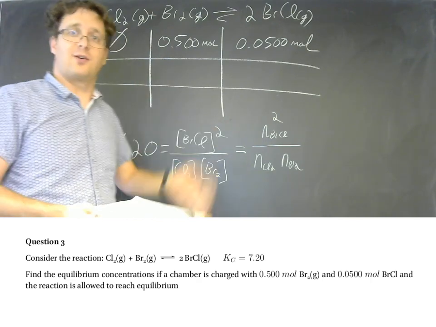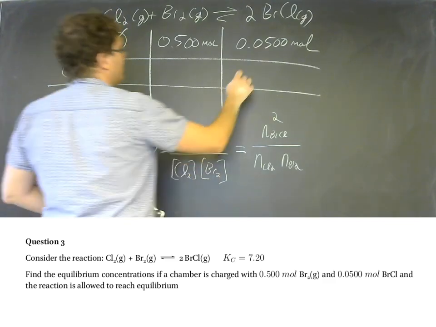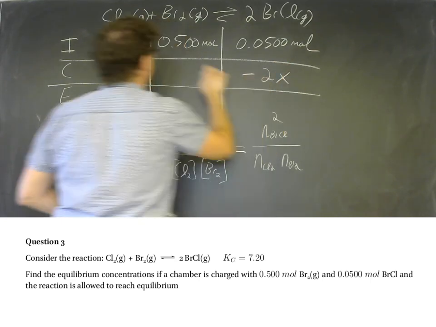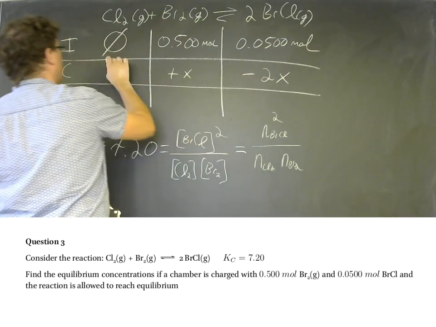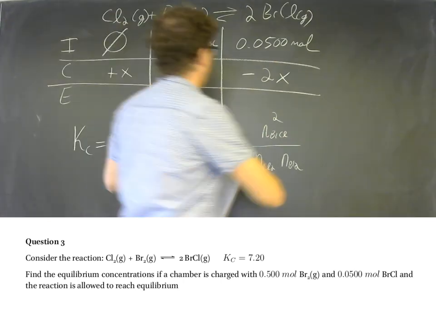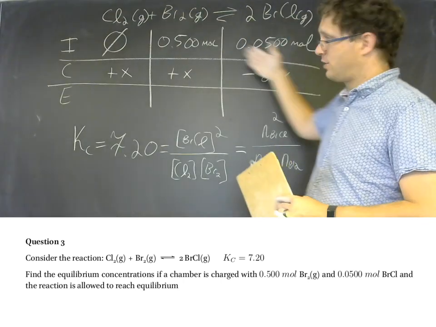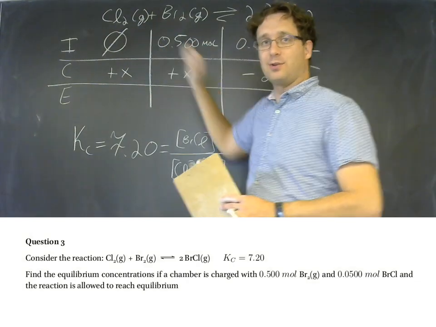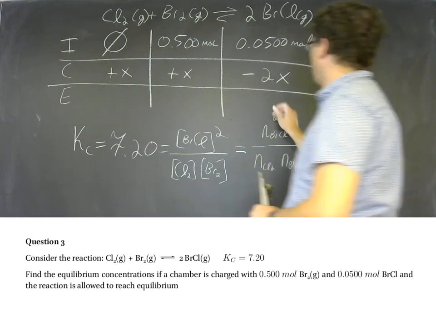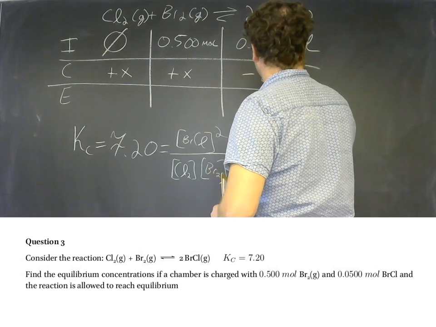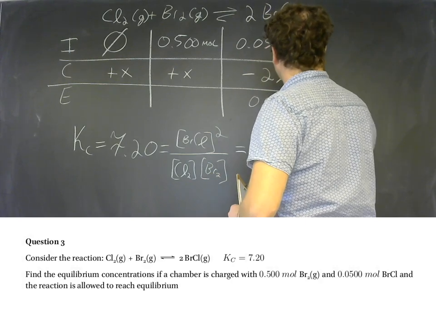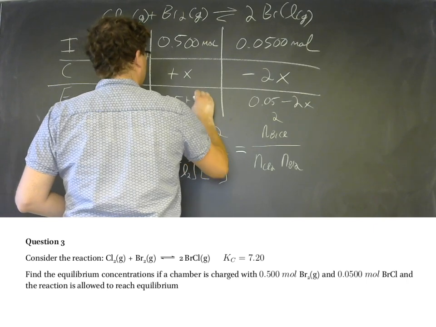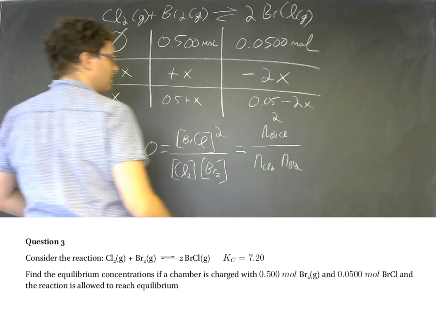It's obviously greater than K, and so we don't have to have any guesswork here. We know we're going to have a minus 2x here, and a plus x here, and a plus x there. In other words, this reaction is going to have to shift toward reactants in order to reach equilibrium because it started with absolutely 0 Cl2. And so we'll end up with 0.05 minus 2x, 0.5 plus x, and x.